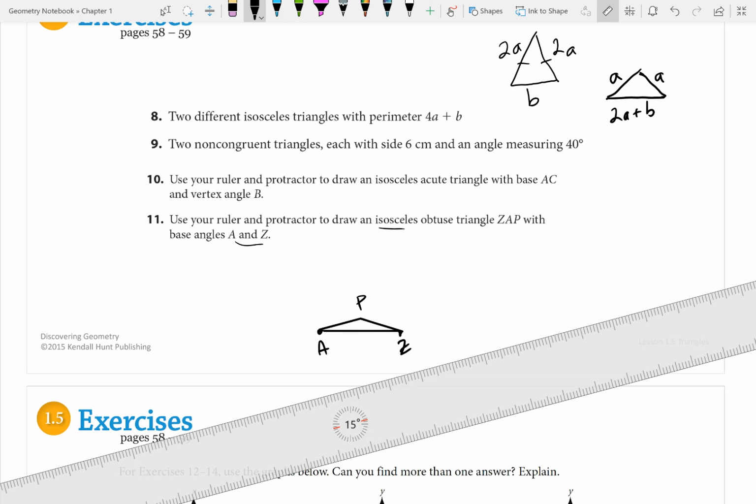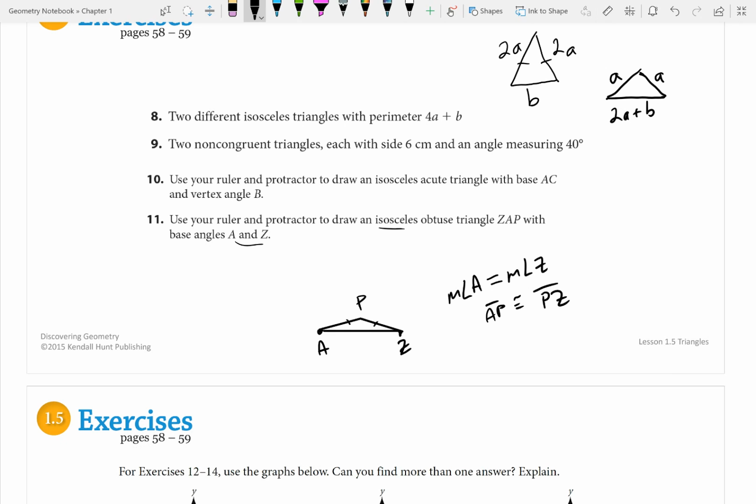Okay. So this is clearly obtuse. And what's cool about it is the way when I measured this, I actually made the measure of angle A congruent to the measure of angle Z, which automatically makes AP congruent. Uh-oh, Mr. Cairns made a mistake here. Hold on, that should be equals. There we go. Obviously makes AP congruent to PZ, like so.